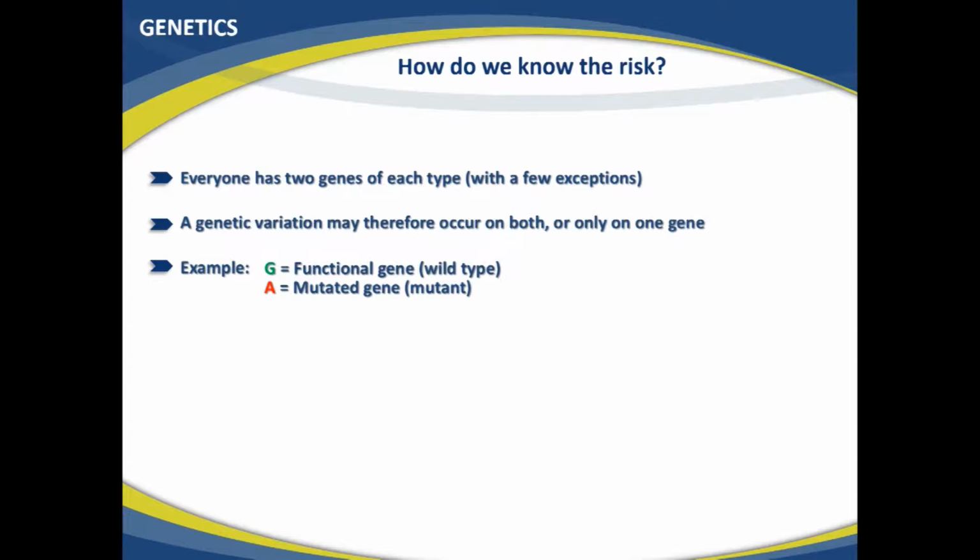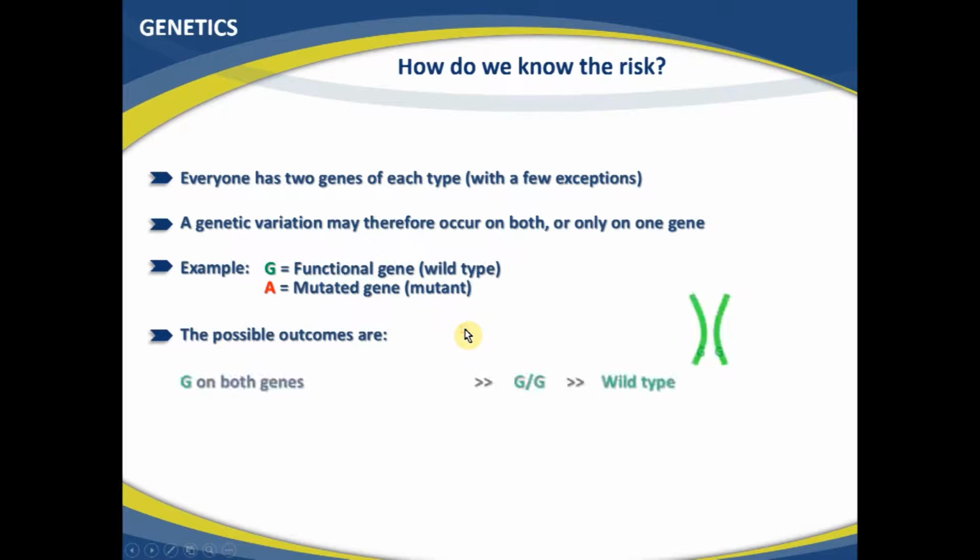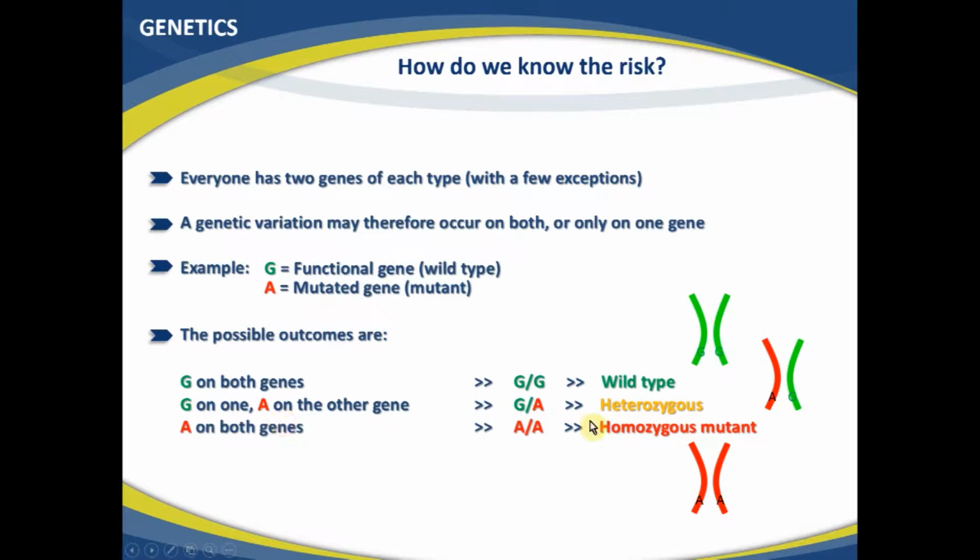So with this example, G would be a functional gene, A would be a mutated gene. And the possible outcome is G on both genes, we call it wild type, so it's a G here and G here. G on one, A on the other, and A on both. So A on both would be homozygous mutant, and A, G would be heterozygous, is what we call it. So wild type, heterozygous, only one of the two genes, and homozygous mutant. These are the three possible outcomes.